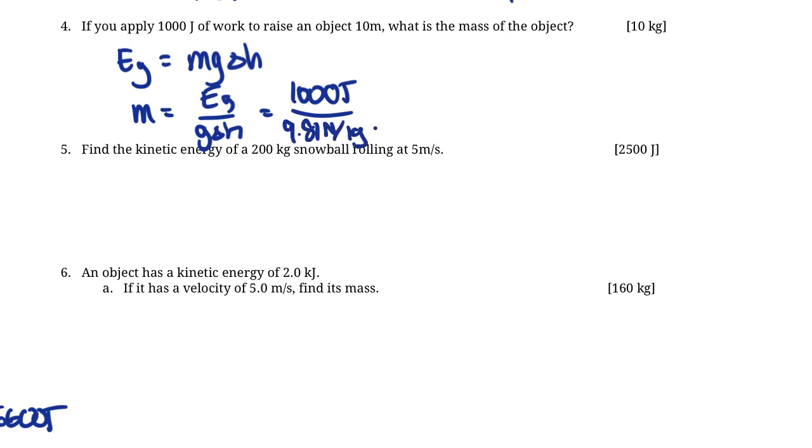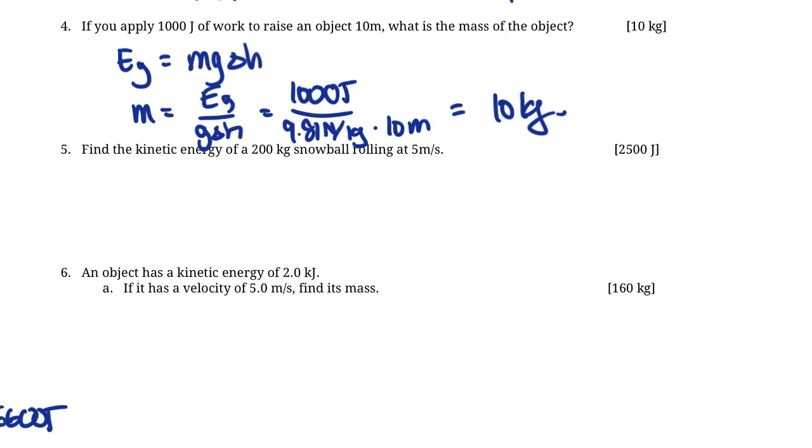And the change in height is raising by 10 meters, so plus 10 meters, or just 10 meters. If we do that calculation, it should give us the mass. And if we round to two significant figures, it comes out to 10 kilograms. There we go, not too bad.